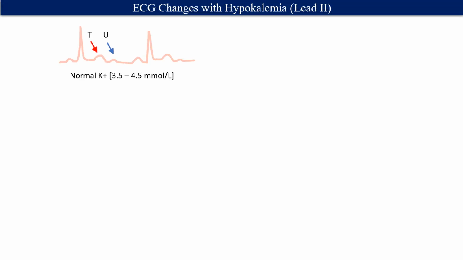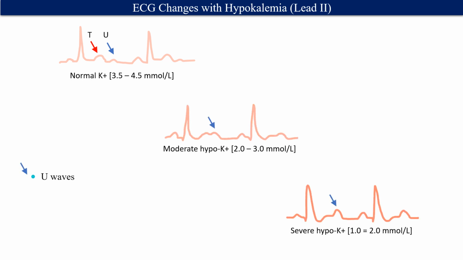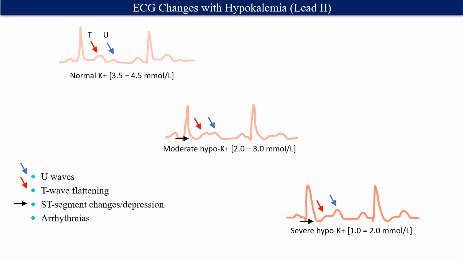There may also be ECG changes with hypokalemia. Characteristic findings include the appearance of increasingly prominent U waves, progressive T wave flattening, ST depression. In severe cases, arrhythmias and asystole can occur.